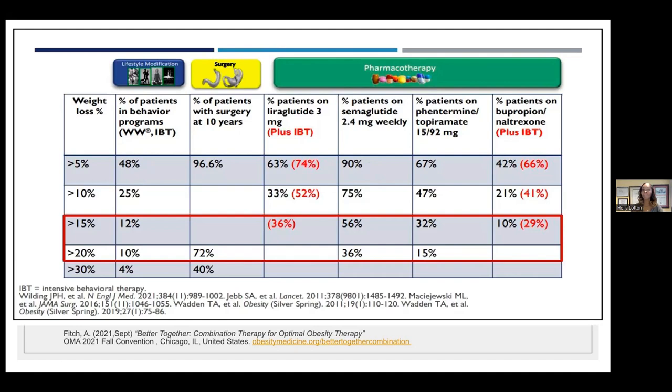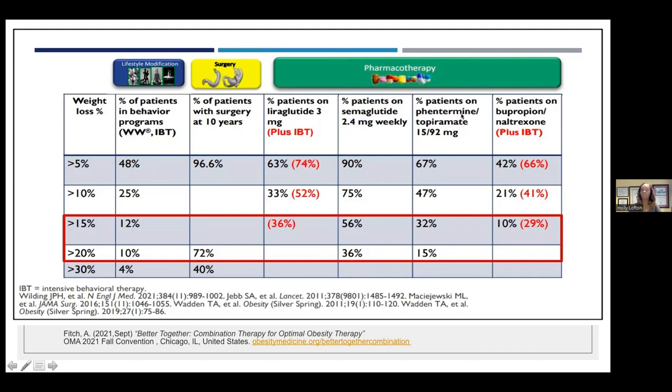And I know there's a lot of press and interest in GLP-1 agonists. I prescribe them widely. There are patients who do not respond, so we need to use other modalities to help those patients. Looking at 20% weight loss with semaglutide, we see about 36% of patients achieve the 20% weight loss that they desire.